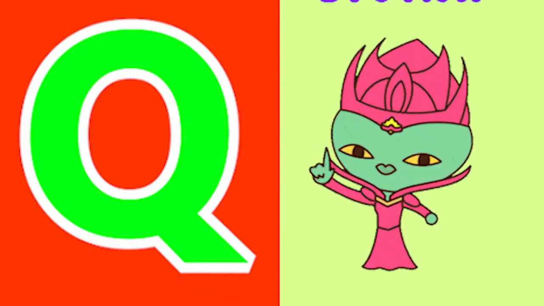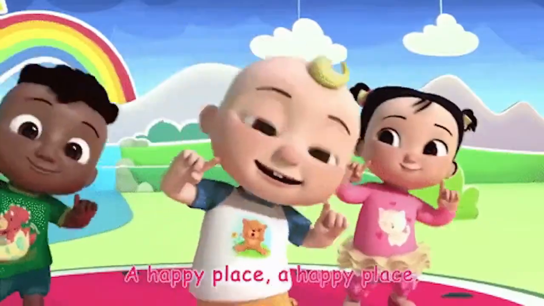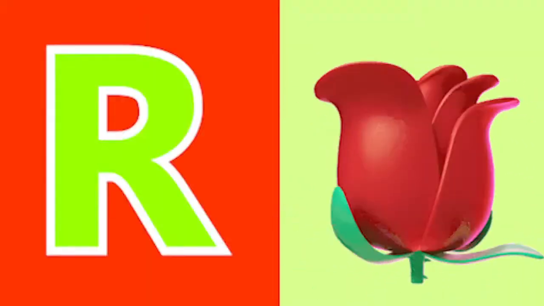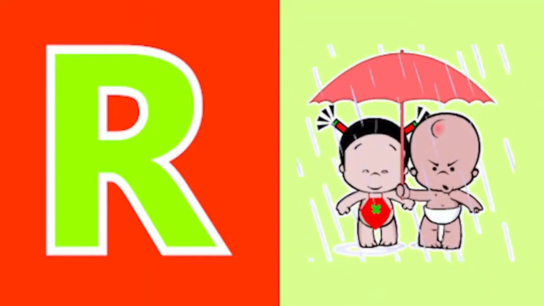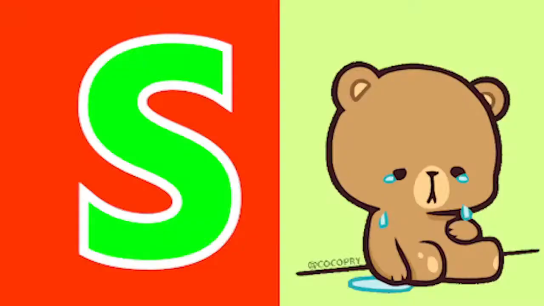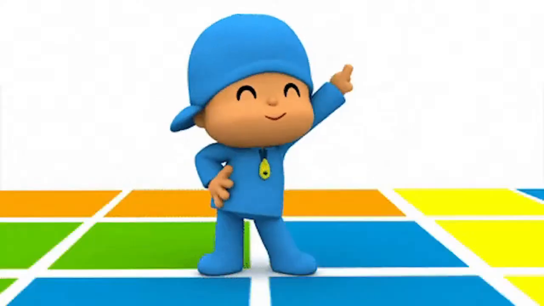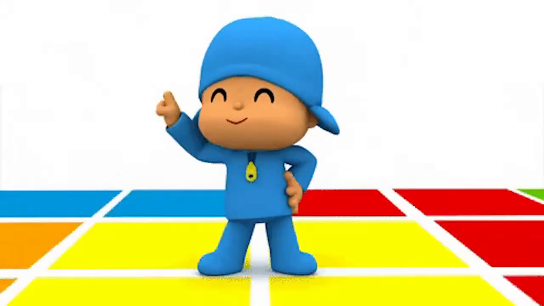Coo, coo, coo. R for rose and R for ring. R, r, r, r. S for sand and S for star. S, s, s, s.